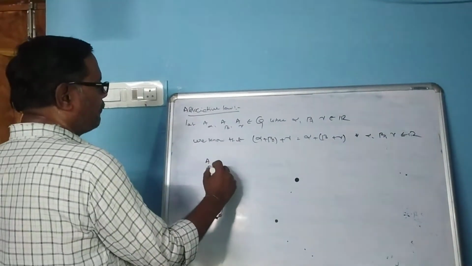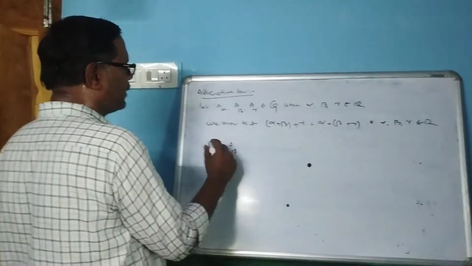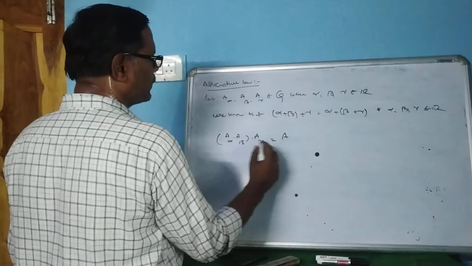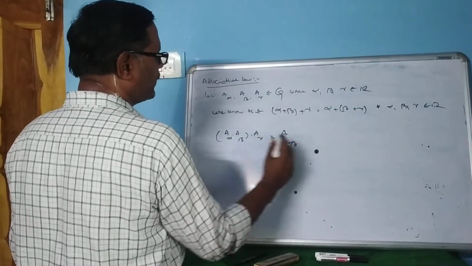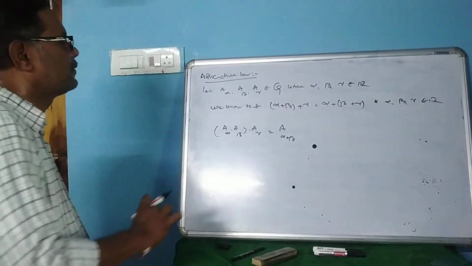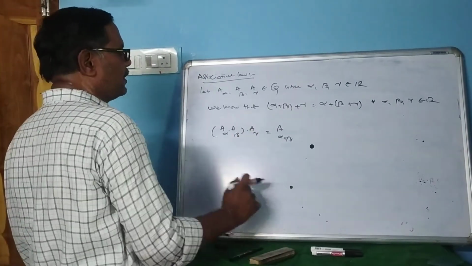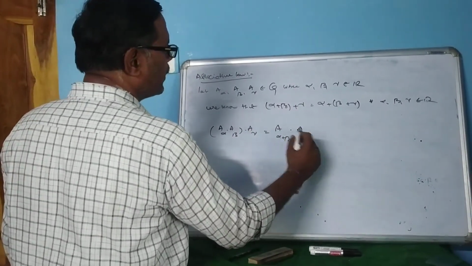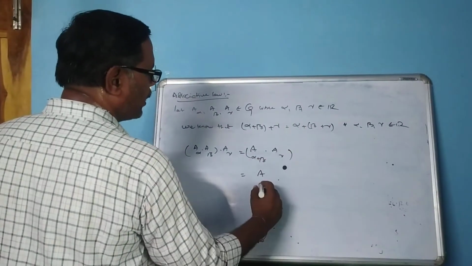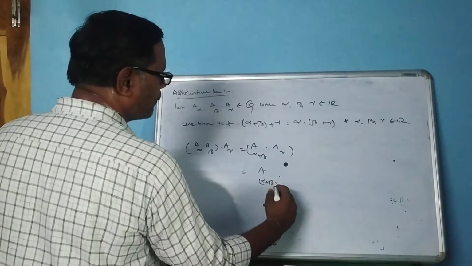A alpha into A beta, I want to check this. We get A of alpha plus beta. So A alpha into A beta is equal to A of alpha plus beta, and then into A gamma. This becomes A of alpha plus beta plus gamma.